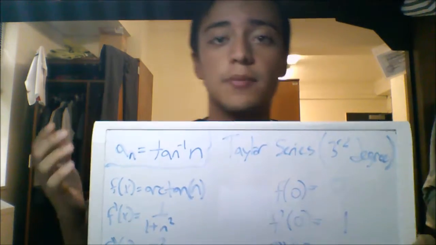Alright, so now in order to find the power series of the inverse tangent of n, we need to use a Taylor series. And we're going to be doing a Taylor series to the third degree in order to find the power series. So this will be enough to help us see a pattern.